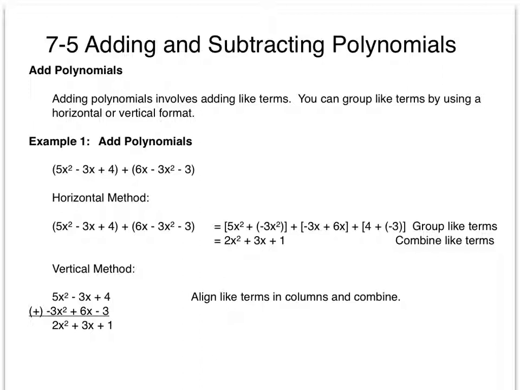In the vertical method, we write 5x squared minus 3x plus 4, and we add negative 3x squared plus 6x minus 3. In this case, we align like terms in columns, and then we combine them. So we just add down. 5x squared plus negative 3x squared is 2x squared. Negative 3x plus 6x is positive 3x, and 4 plus negative 3 is 1. Once again, when you align like terms, you have to be careful to be sure that you write the negatives where they belong.